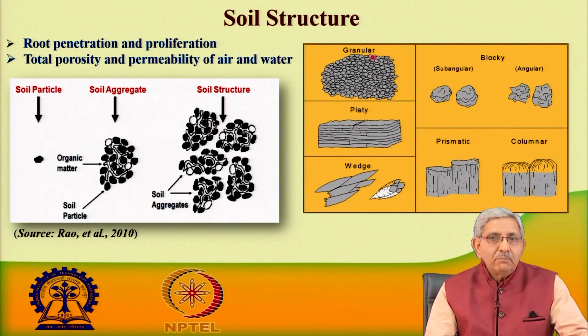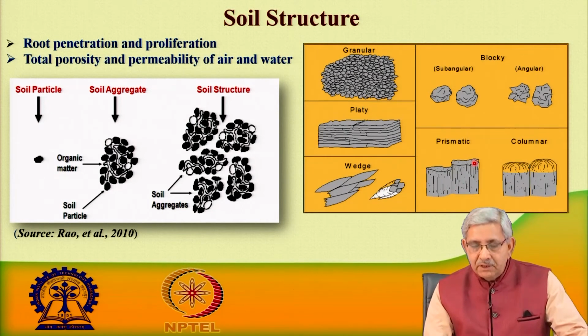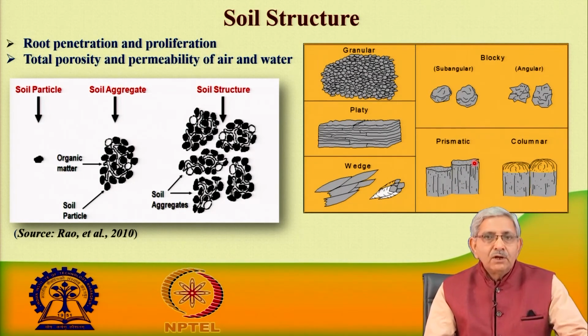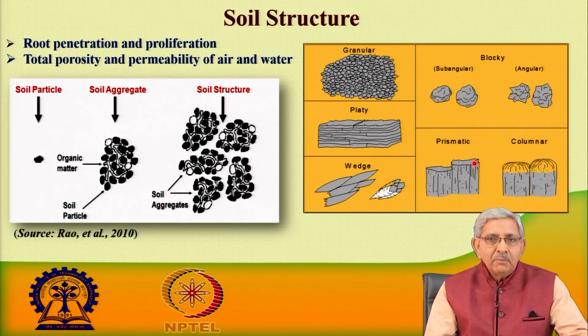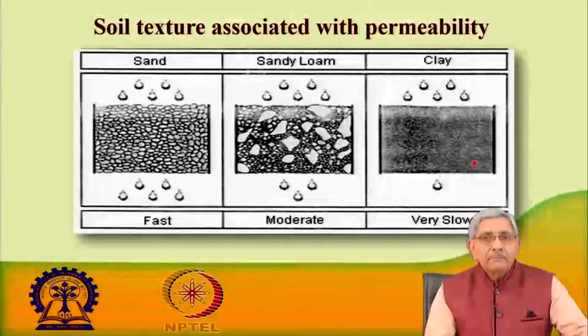So, how these soil particles are arranged with each other. It can be a blocky structure, it can be a prismatic structure, it can be a columnar structure. Depending on the arrangement of these particles, root growth, root penetration and proliferation will depend on the type of soil particle and how they are arranged with each other.